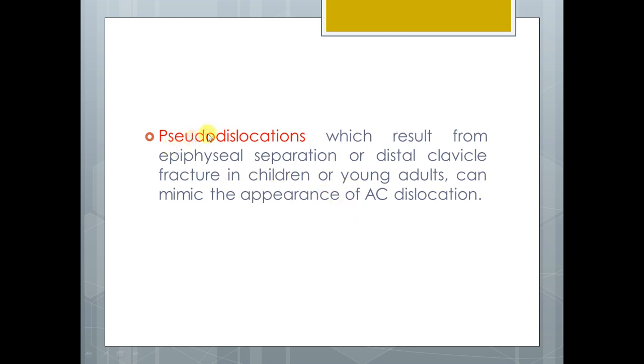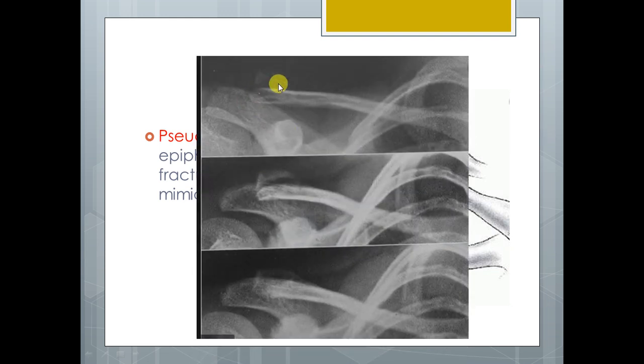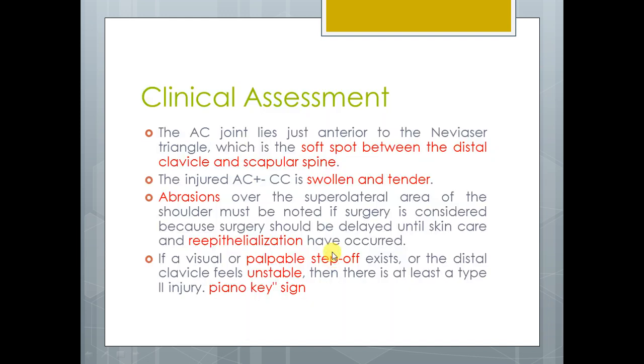You have to know the pseudo-dislocation variant, or physeal injury variant. In the skeletally immature, the clavicle is separated from the periosteal sleeve. This type appears as if it were a type 5 AC dislocation, but it isn't a type 5 AC dislocation. It is a pseudo-dislocation variant, and it is managed conservatively. The X-ray appears in the skeletally immature as if it were an AC dislocation, but with just an arm sling, it remodels completely.